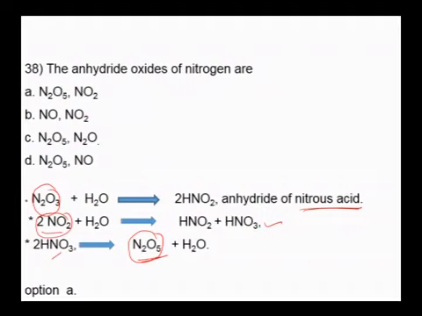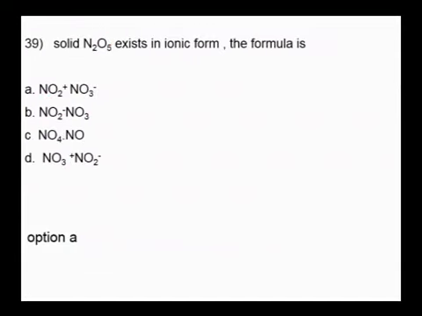So the anhydrides of nitrogen are N2O3, NO2 and N2O5. Let us see which pair contains these. The first option is N2O5 and NO2; both are anhydride oxides of nitrogen. In the second one, NO2 is an anhydride but not NO. In the third one, N2O5 is an anhydride, not N2O. In the fourth one, N2O5 is an anhydride, NO is not. Therefore, the correct option is A, N2O5 and NO2.